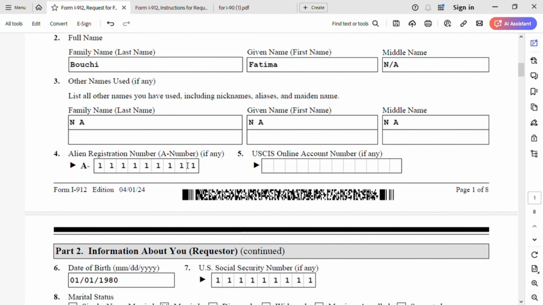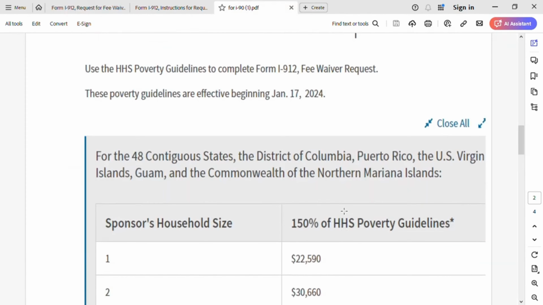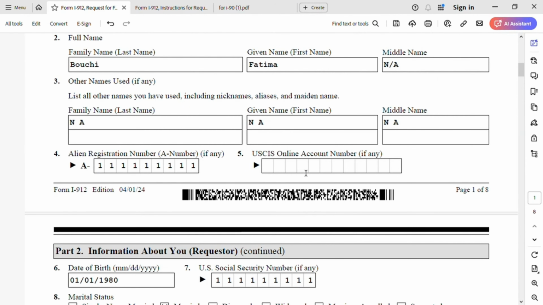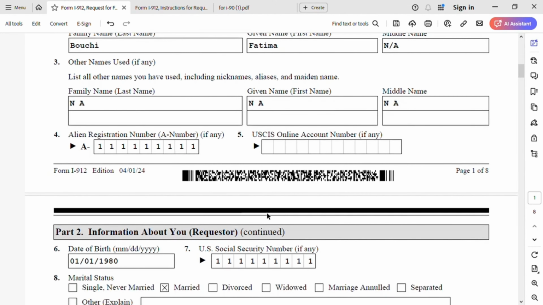So, alien registration number, if any. My spouse just got her green card. She has an alien number. You can get it from your green card or the approval notice from the petition that the petitioner filed for her. You can see right here the beneficiary A-number, and her full name right here. You can get it as well from your green card once you receive it. Once you arrive in the United States, you will have it on your green card. USCIS online account number, if any. She does not have one because she never filed a petition before. And if you do, your receipt number will start with IOE. So if you have that IOE number, it means you have a USCIS online account.